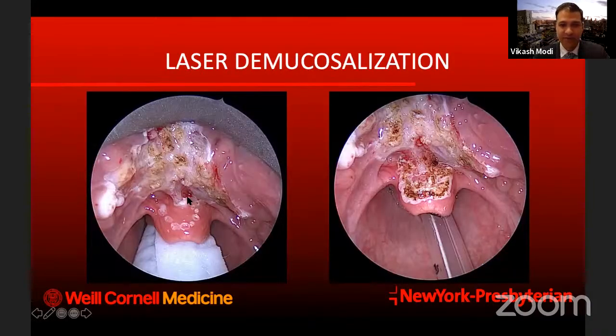And this is what you want to do, essentially. You want to laser ablate all the mucosa. And you notice here, I've left the rim of mucosa here circumferentially around the epiglottis.